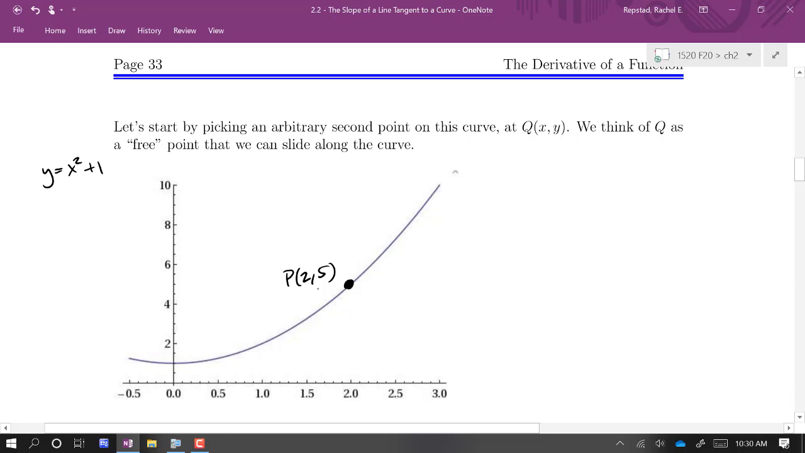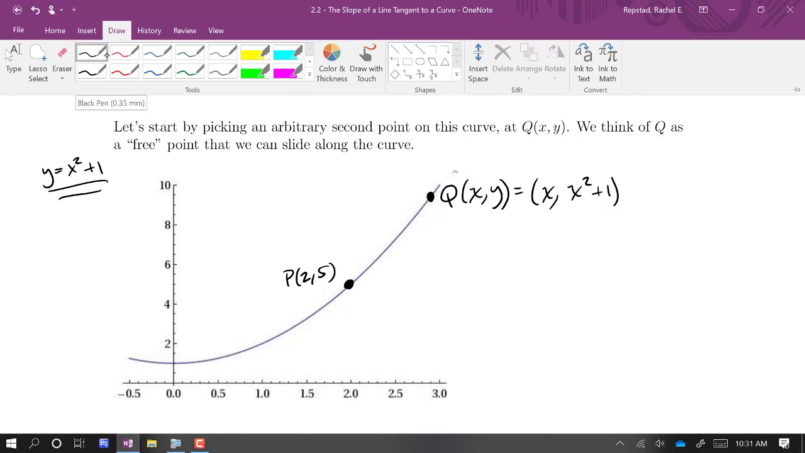And now I'm going to pick another point up here on the curve. I'm going to call it Q. It has arbitrary coordinates x, y. I am not picking a particular point on the curve. I'm just saying it's definitely on the curve. And if the x coordinate is x, the y coordinate has to be x squared plus 1, because it's on the curve defined by that equation. And the secant line is the line I get by connecting these 2 points on the curve.